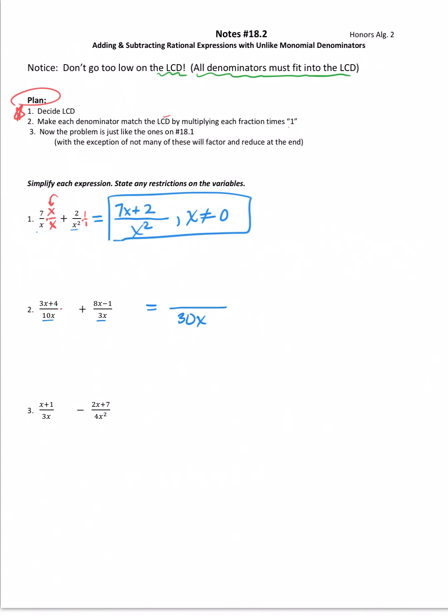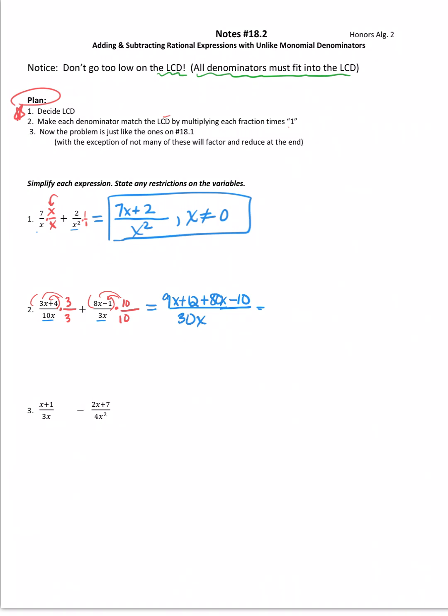Now let's go back to each individual component and figure out what I need to multiply by. Well, to get 10x to 30x, I would need to multiply by 3. So top and bottom, I'm going to multiply by 3. This back one, what do I need to multiply by to get to 30 from 3? A 10. It already has the x, so I don't need an x. So it's just 10 over 10. Now as I go back, it's like I'm distributing backwards, but I am distributing. Okay, so let's do that. Let's clean this up and see what happens. We'll have 9x plus 12 plus 80x minus 10.